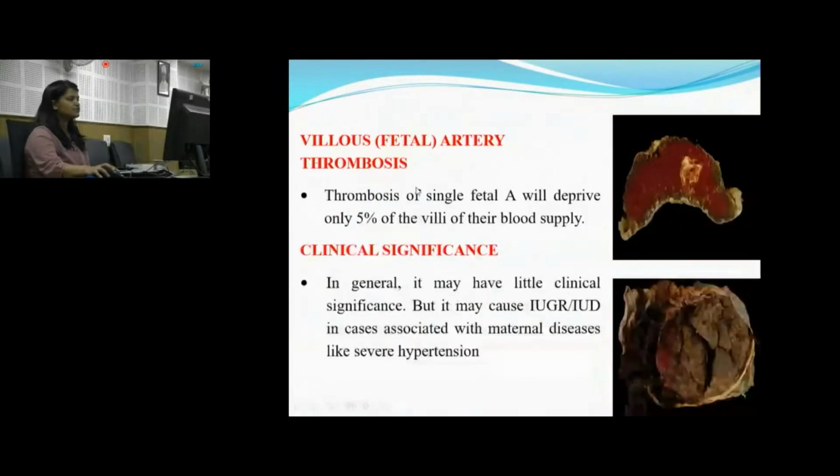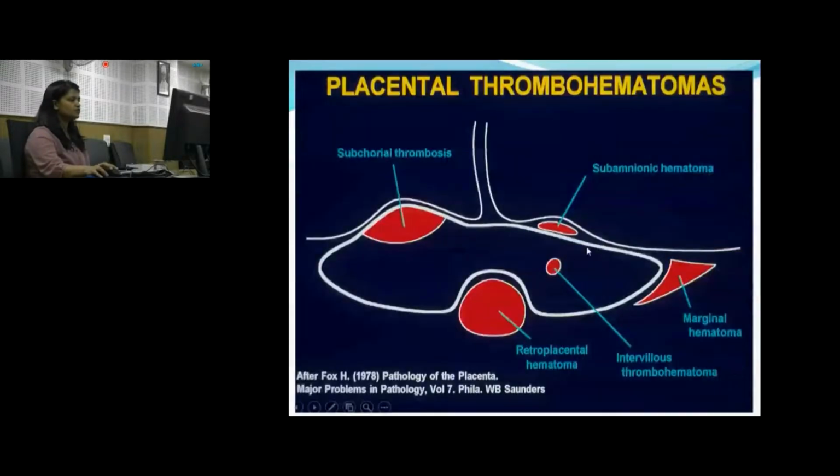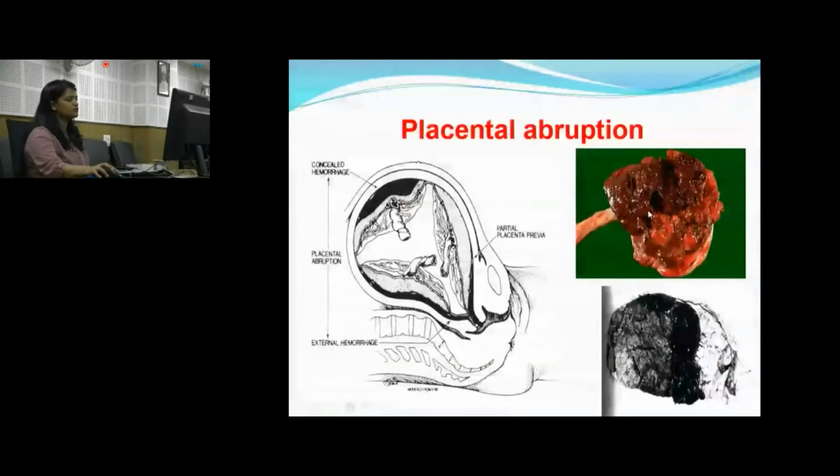There is villus artery thrombosis. When there is occlusion of a single fetal artery, it will deprive only 5% of the villi of their blood supply. In general, it may have little clinical significance, but it is postulated to cause IUGR and IUD if it happens in large amounts. So these are the various thrombohematomas. We know retroplacental hemorrhage, which happens behind the placenta, intervillous thrombohematoma, then subchorial thrombosis and subamniotic hematoma. And then there is marginal hematoma. Placental abruption happens due to this formation of retroplacental clots. This is again a separate topic which you know.